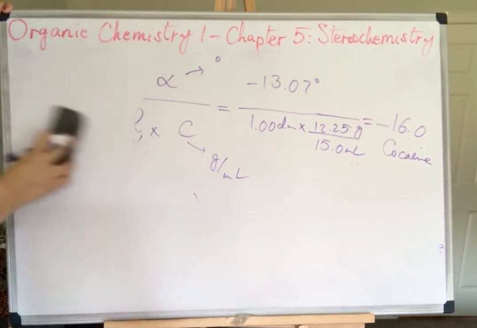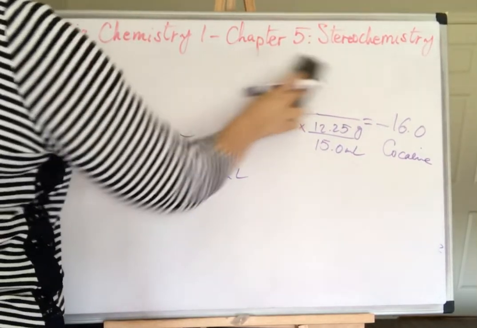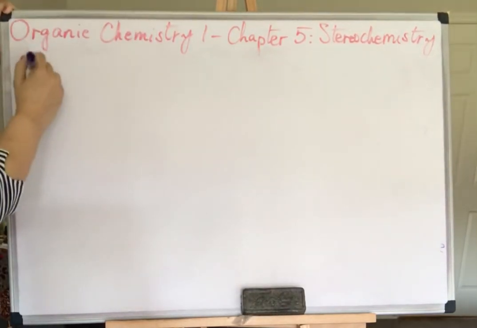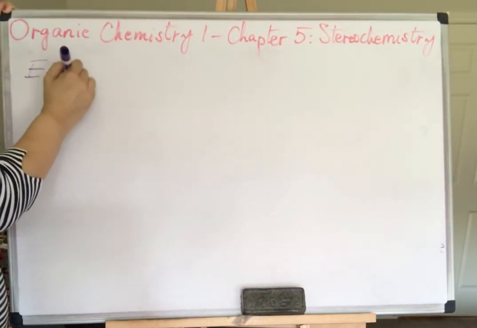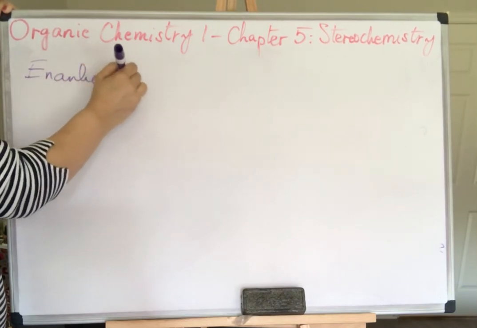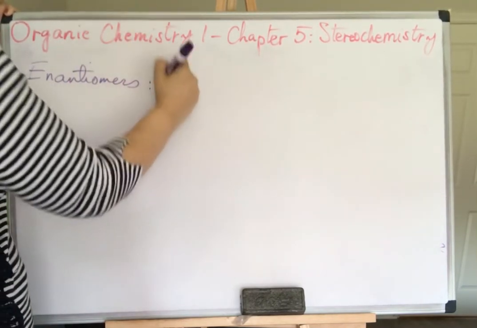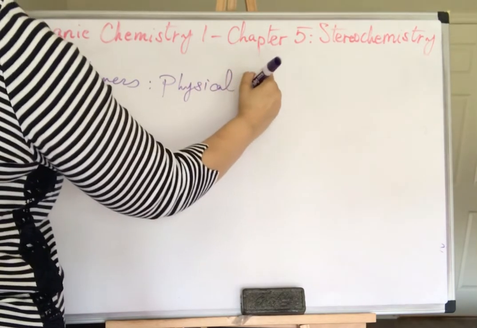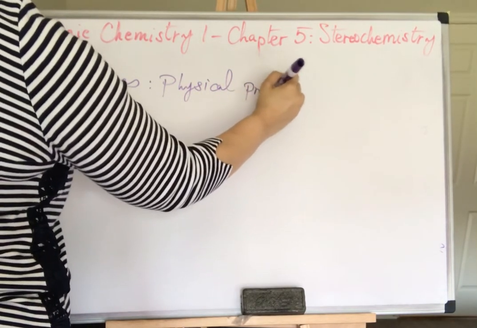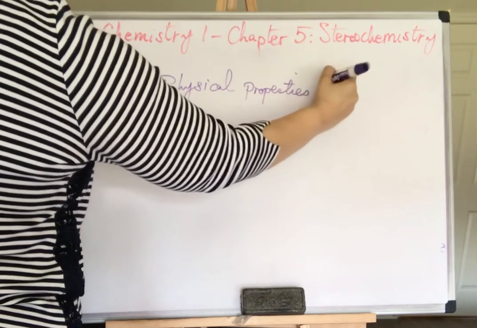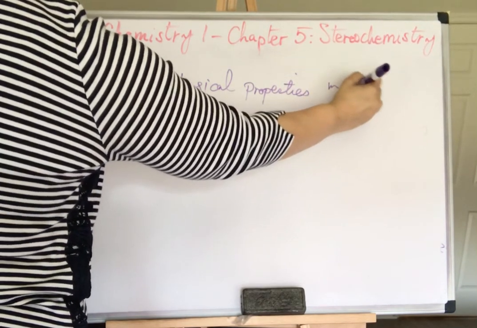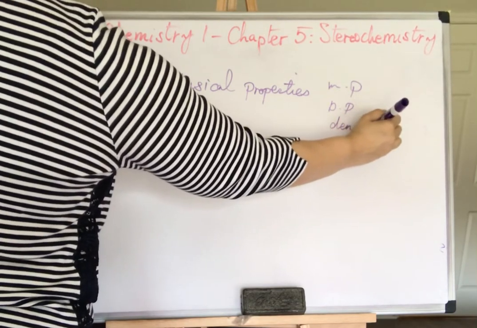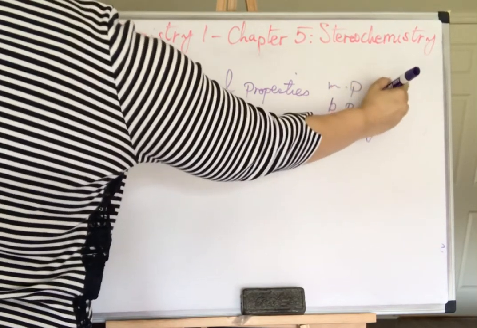All right. Now, you know about the specific rotation for enantiomers. What did we say? Physical properties such as melting point, boiling point, density are the same.